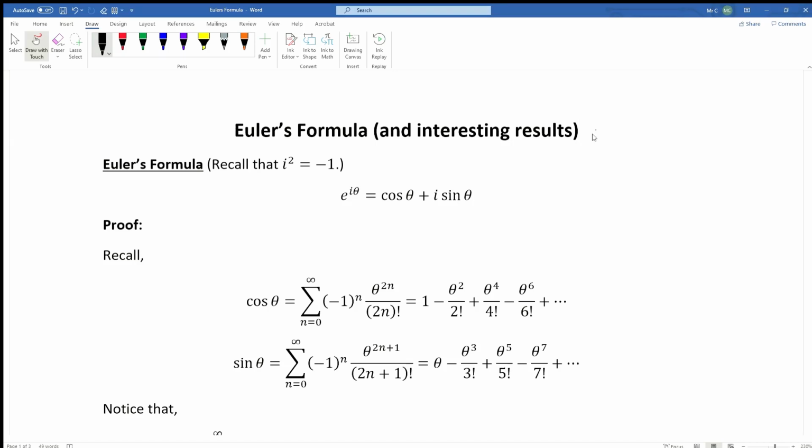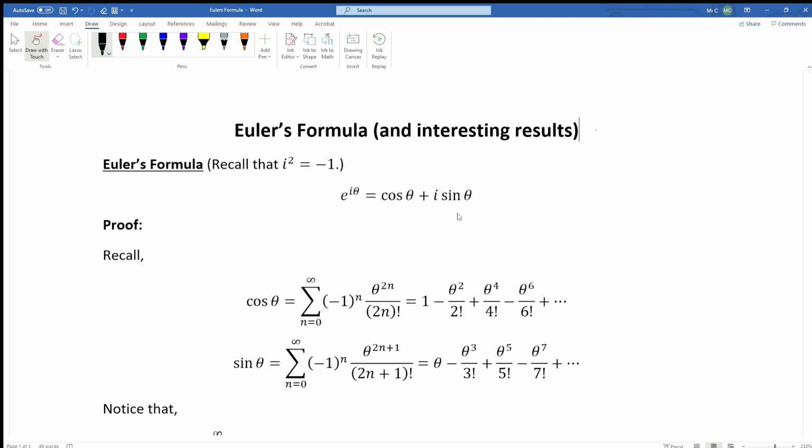Hello, everybody. So, today we're going to talk about Euler's formula. And this, to me, is one of the most beautiful formulas in mathematics, and it's often voted so by the mathematical community. So first, recall that i squared is equal to -1, and Euler's formula tells us that the exponential function e^(iθ) is equal to cos θ + i sin θ. Now, this formula is extremely important in the field of complex analysis.